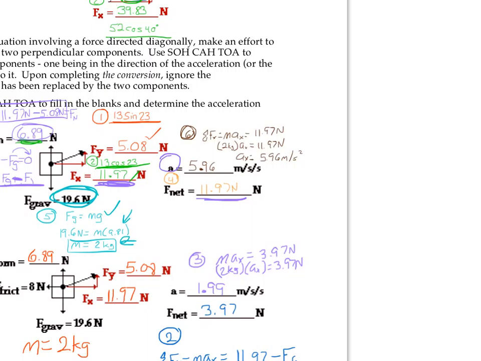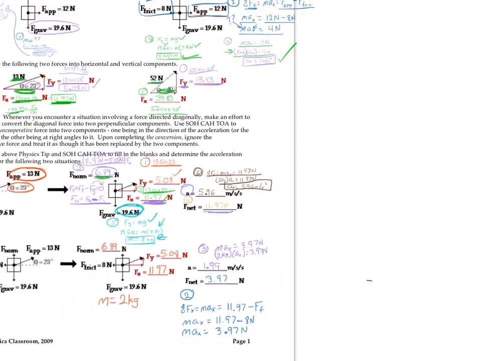So when we look up here, we know that the net force in the x is equal to the mass times acceleration in x. The net force is 11.9. We know the mass is 2 kilograms. So we can figure out that the acceleration is 5.96 meters per second squared. And we're done with that.